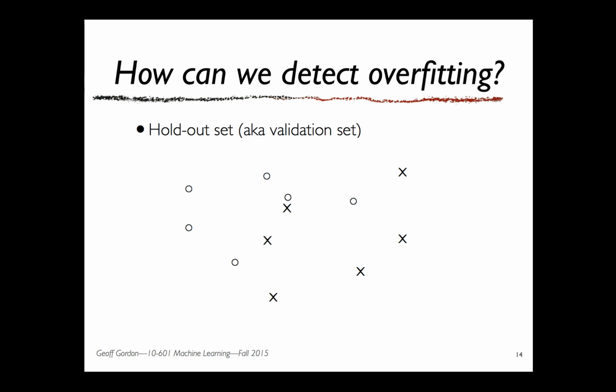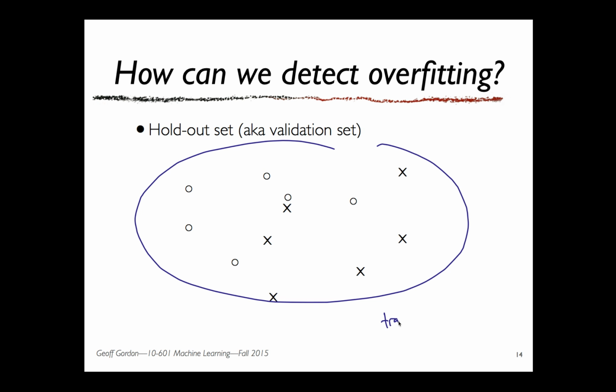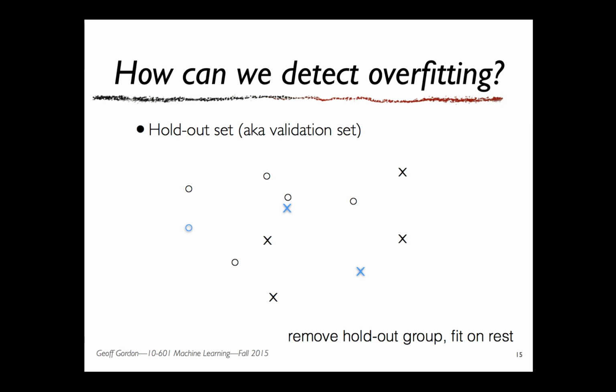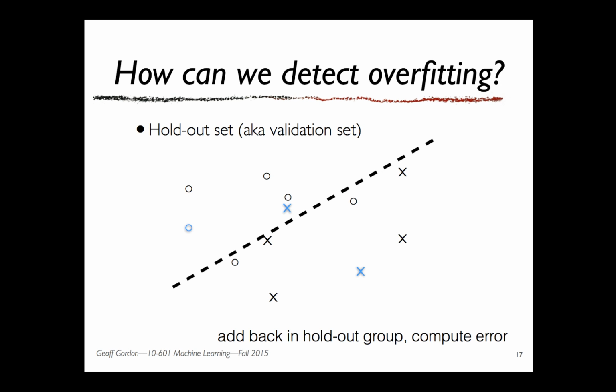There we go. Okay, so the first method is a holdout set. So we've got here all of these together. This is our training set. And for holdout set, what we'll do is we'll select a holdout group at random and remove them. We fit on the rest like that. Then we put the holdout group back in and we measure the error on the holdout group.